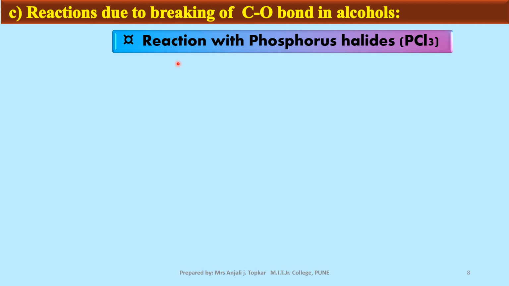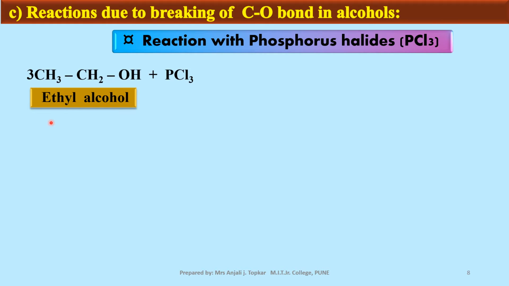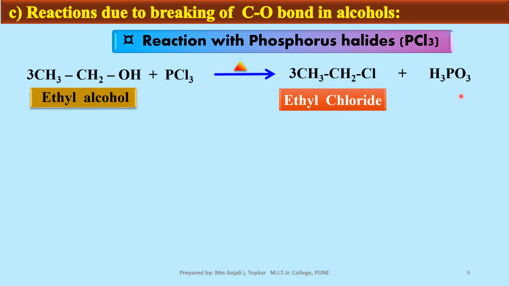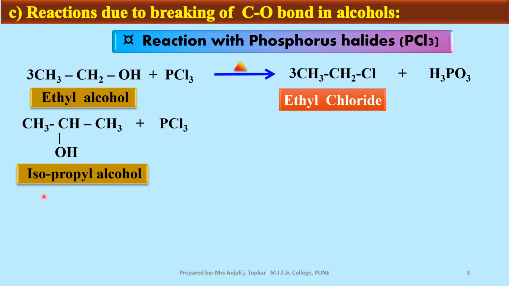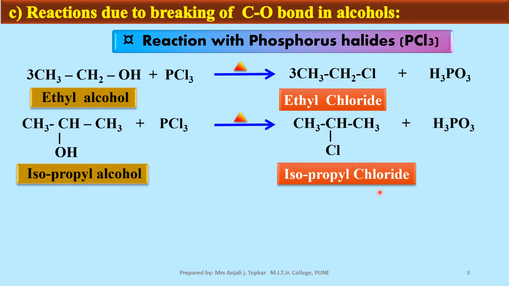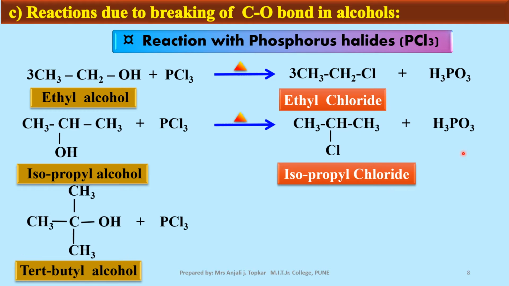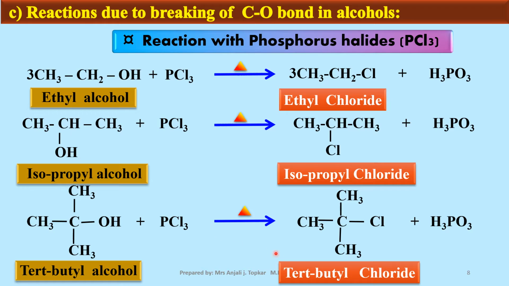Let's see the next reaction, that is reaction with phosphorus halides. First we are going to see reaction with phosphorus trichloride. Ethyl alcohol reacts with phosphorus trichloride to give ethyl chloride plus H3PO3. Isopropyl alcohol, when treated with phosphorus trichloride, gives isopropyl chloride and H3PO3. Tertiary butyl alcohol reacts with PCl3 to give tertiary butyl chloride and H3PO3, that is phosphorous acid.